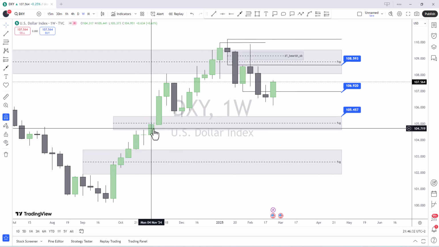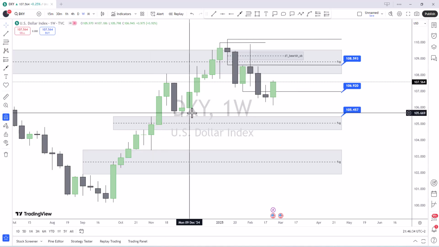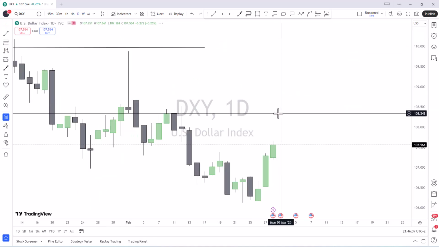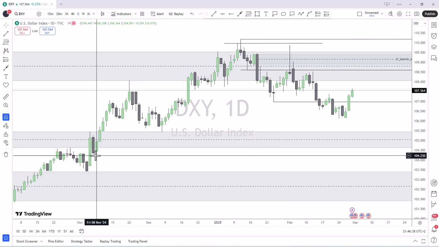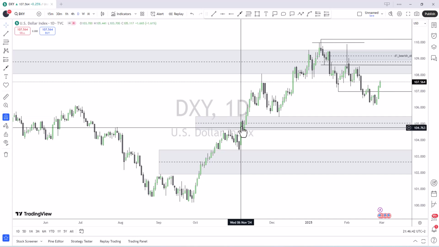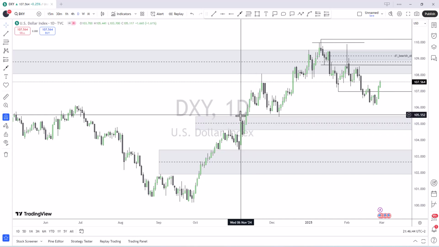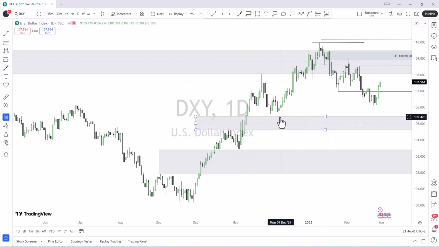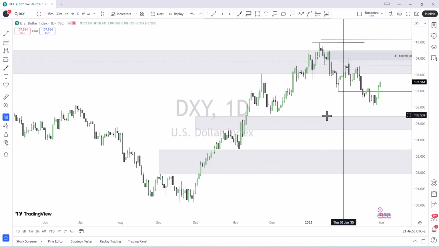That's where the 105 price point is. If I go to the daily chart, the 105 is right here. You see, that's our 105 area. There's a gap in between there. There's imbalance below 105.43. You see, below 105.43.